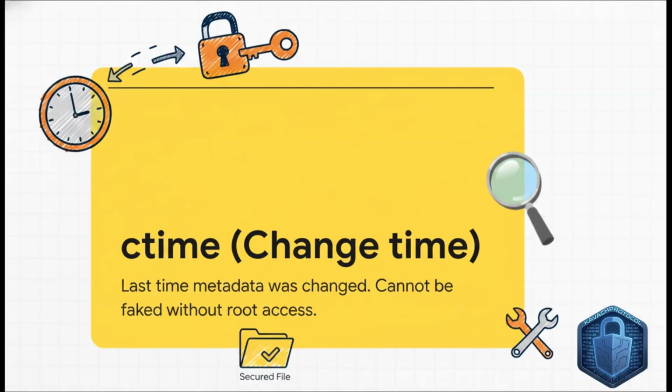But C-time is different. C-time records when the metadata itself, like the permissions or ownership, was altered. And it's the ultimate forensic silver bullet. Why? Because you literally cannot fake it without high-level root access. It is your absolute source of truth.